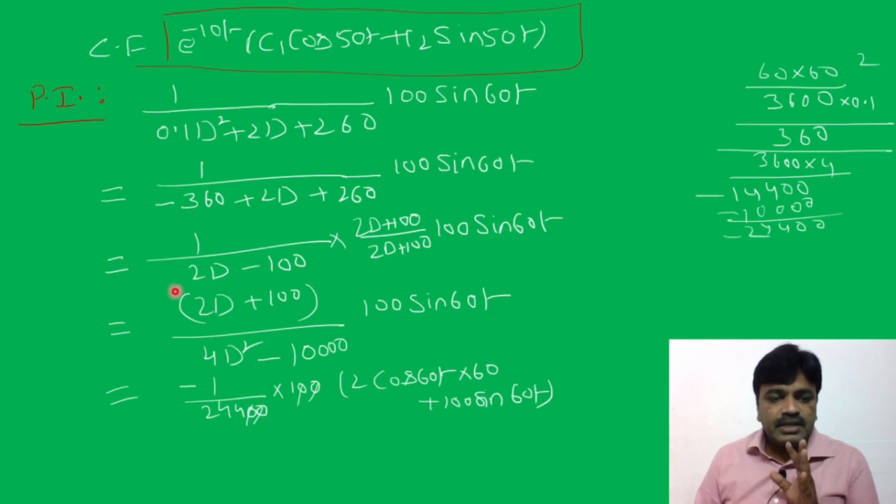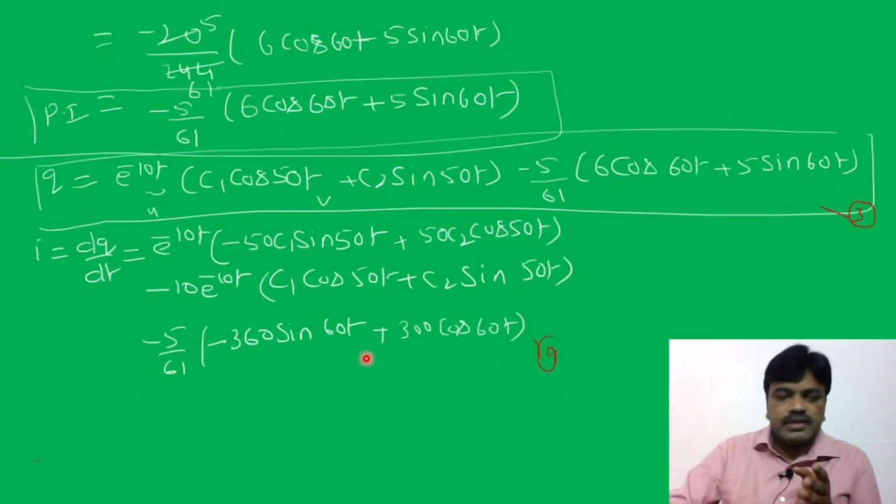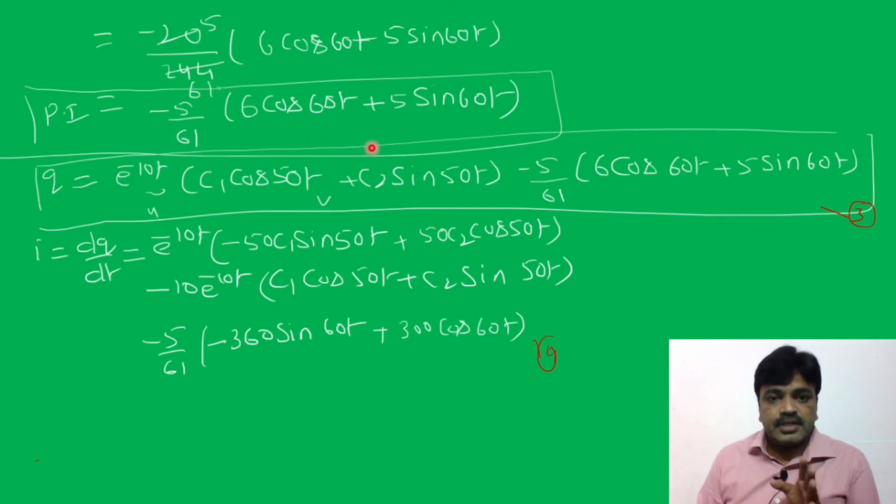Now we want d square here, so rationalizing the denominator. What is the rationalizing factor? 2d plus 100. So 2d plus 100 by 2d plus 100. Then I get in the denominator 4d square minus 10,000. Now I replace minus 60 square here, I simplified, and then taking some common terms here, multiply with 2d plus 100. Finally I get minus 50 by 61, 6 cos 60t plus 5 sin 60t. Simply I add the complementary function and particular integral, I get the Q value.